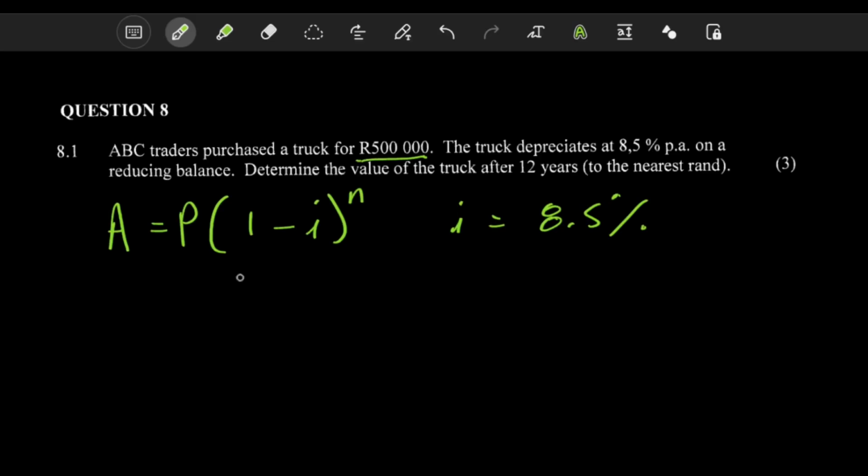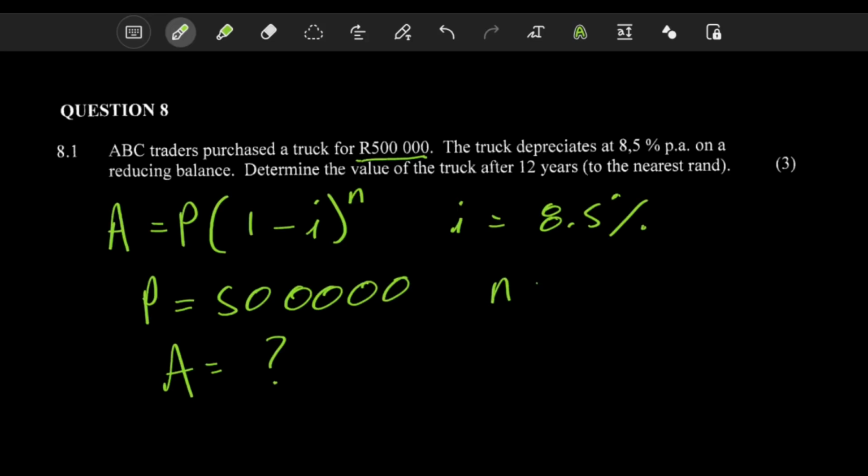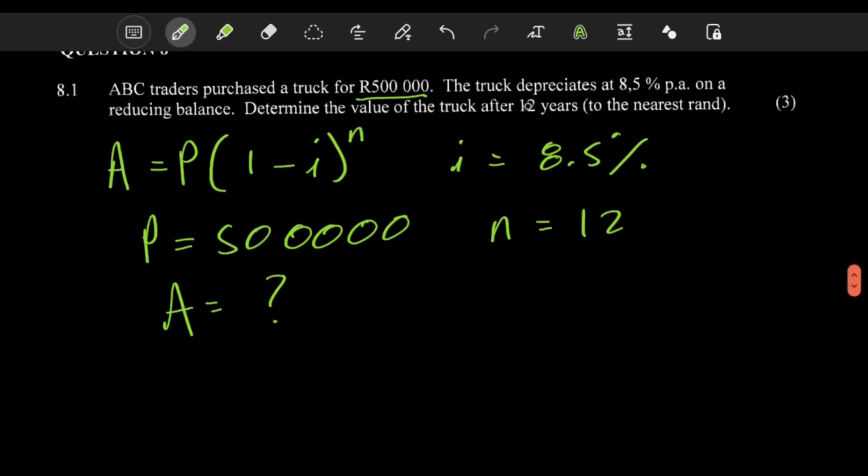And then here, so firstly, this value is getting lower and lower and lower. So the amount before time has passed is just 500,000. The amount after time has passed, we don't know. The amount of time that has passed is just 12 years. It's not compounded monthly, so it's just 12 as n. They say we should write it to the nearest rand.